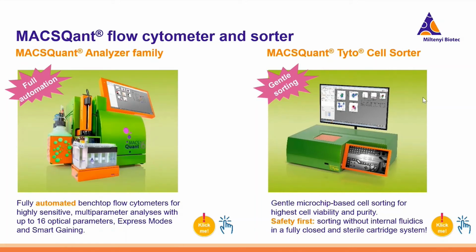The small benchtop cytometers fit easily under every flow hood, adding further to operator safety, for example, when working with contaminated samples. Second, we have the MACSQuant Tyto cell sorter. As opposed to classical droplet sorters, the MACSQuant Tyto allows for the most gentle sorting and highest viability even for rare and fragile cells, thanks to its unique microchip sorting technology. Furthermore, the closed and sterile cartridge system makes the Tyto the ideal machine for a GMP environment.